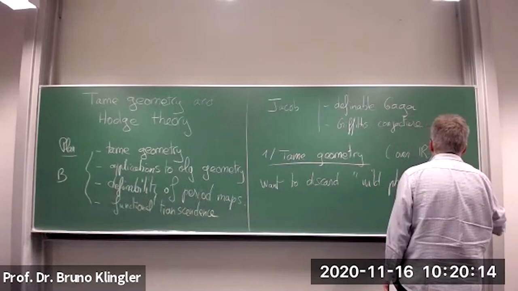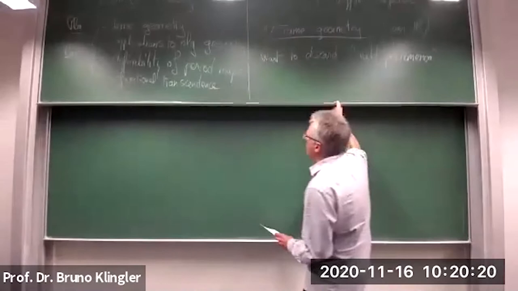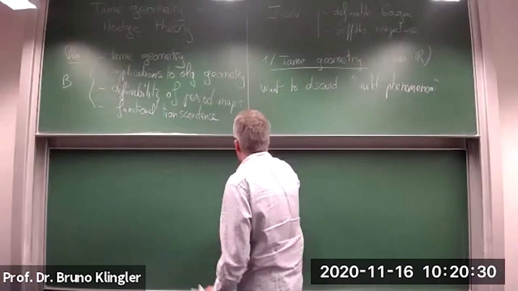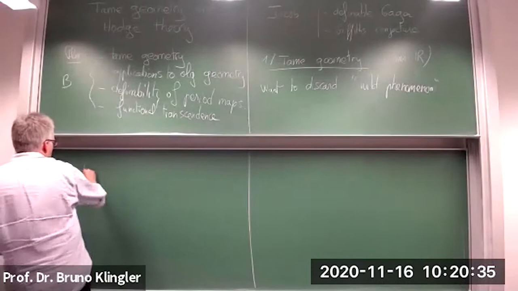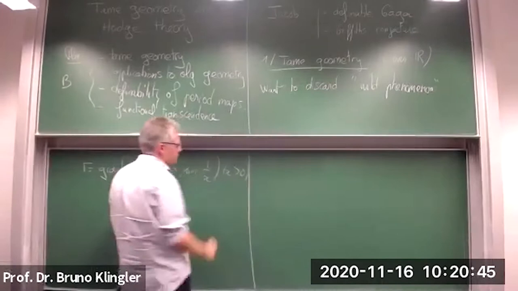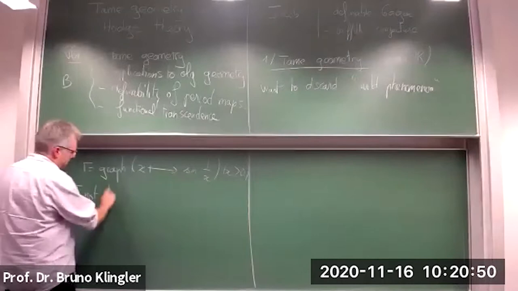So let me give you a typical example. So what is a wild thing? What is a typical wild phenomenon? You consider the graph of the function that associates to x the sine of x, for x a positive real number. Then I claim that this is not tame for at least three reasons.